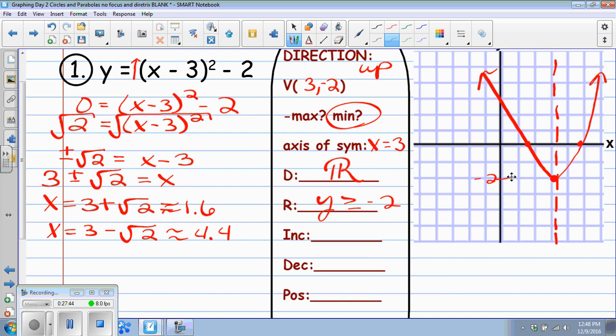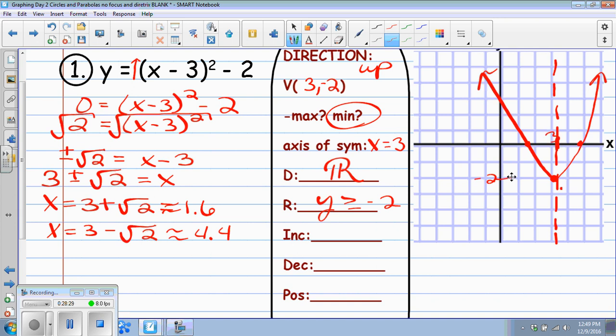Okay? So, increasing. It says, where is the function increasing? That means, for what values of x are my values of y increasing? So you do this as you go from left to right. So, as I'm traveling down here, is it increasing or decreasing? Decreasing, decreasing, decreasing. Then it changes. Increasing, increasing, increasing. So, where is it increasing? After x equals what? 3.